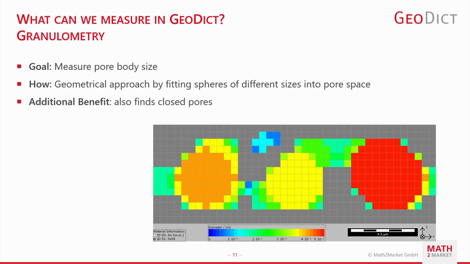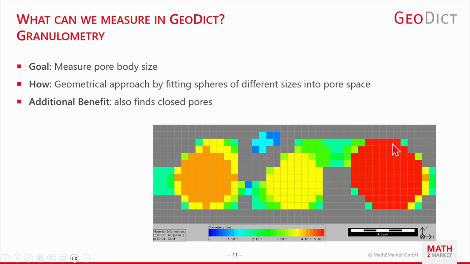GeoDict provides different techniques to measure pore sizes. Today we'll present 4 of them and will later demonstrate them in GeoDict. The granulometry is a geometrical approach where spheres of different sizes are fitted into the pore space. This is done for spheres of different sizes so that each voxel has a diameter that corresponds to the diameter of the largest sphere that can be fitted into this voxel. An advantage of this method is that closed pores are also found and measured.